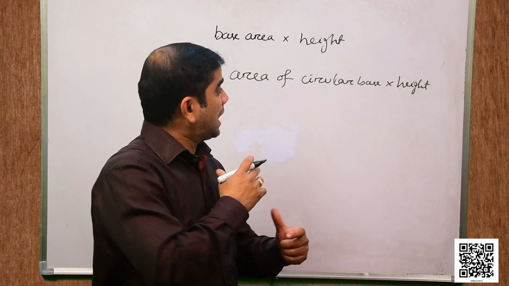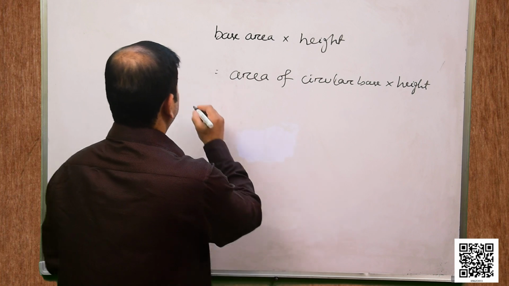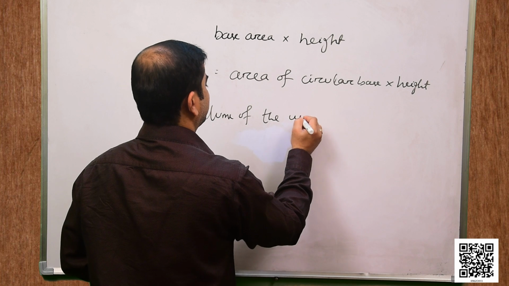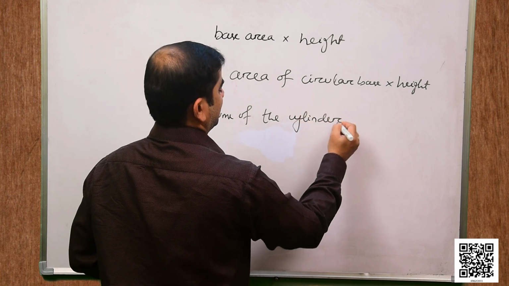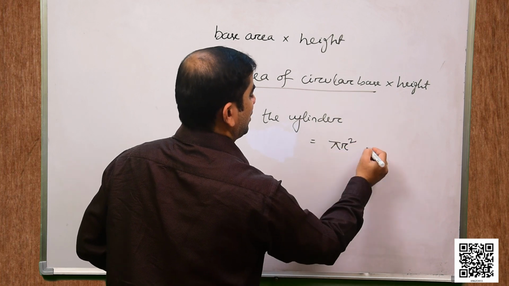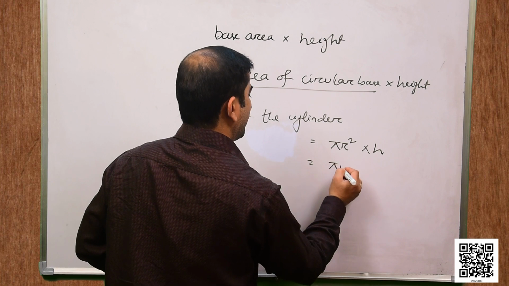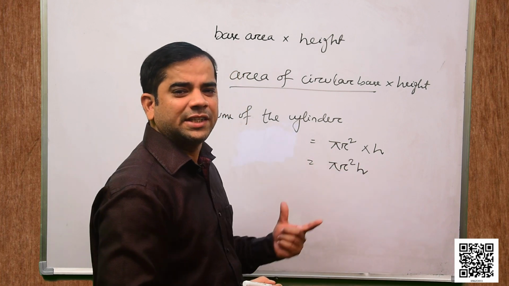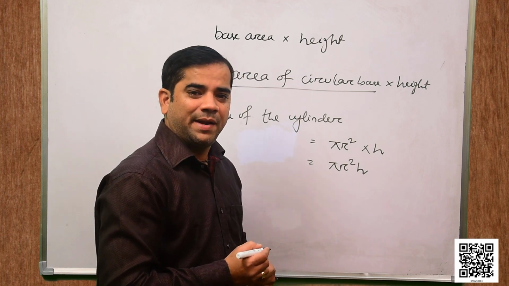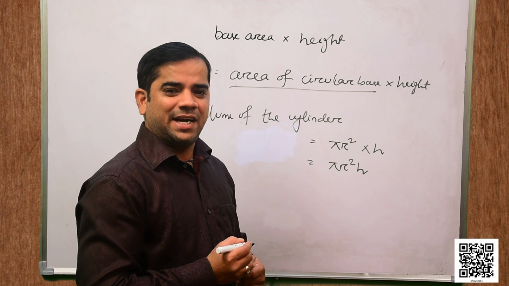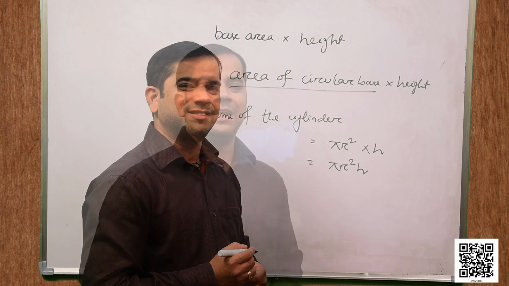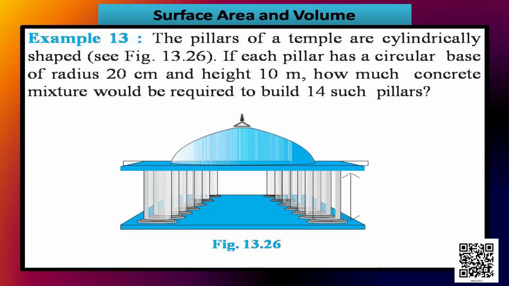Okay. So, what should be the volume of the cylinder then? Volume of the cylinder is equal to area of circular base, pi r square, into height. So, pi r square h. So, this is the formula for finding out the volume of a cylinder, which is having r as its base radius and h is the height of the cylinder. Hope you understand. Students, let us now discuss example 13.